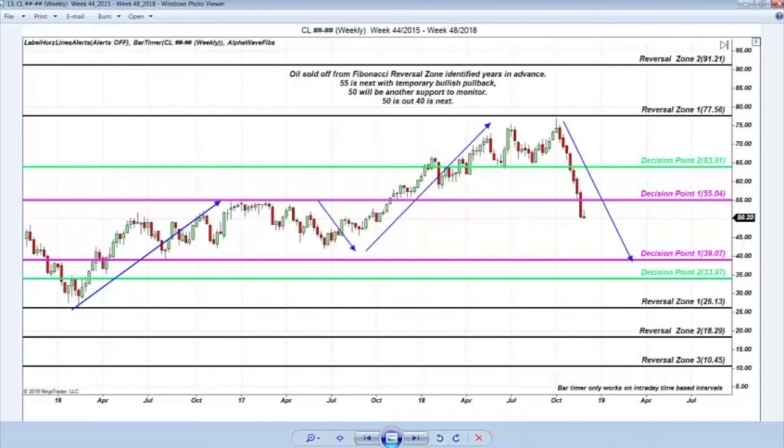As I said months in advance, oil heading to 40. I don't care how bullish the news is, it doesn't mean a thing. Fibonacci means everything. Do you want to buy oil at reversal zone? Do you want to buy Apple? Do you want to buy S&P? Choice is yours. All in advance, all predictive.